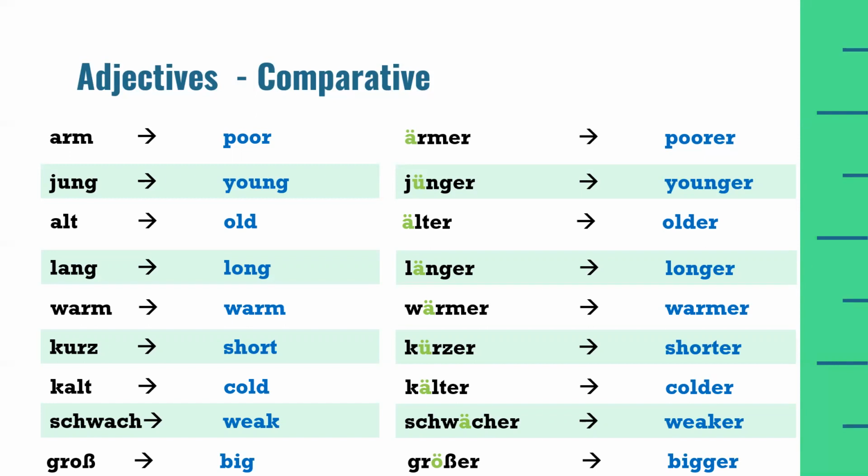So this is the second rule of making the comparative form of adjectives, where we not only have to add an -er at the end of the basic form of the adjective. Rather, we also have to replace the simple letter with the corresponding letter with umlaut.